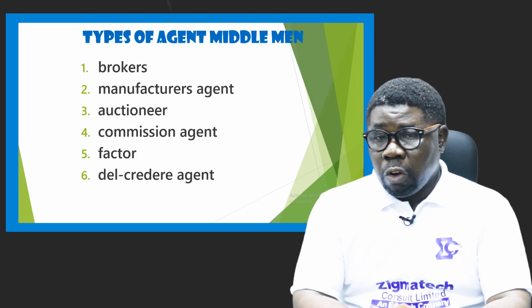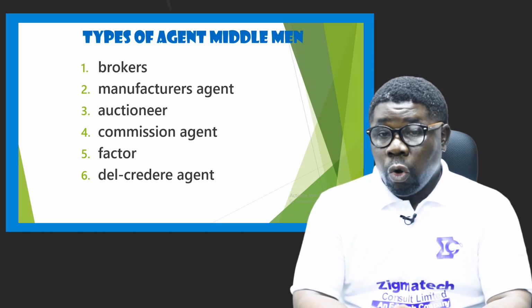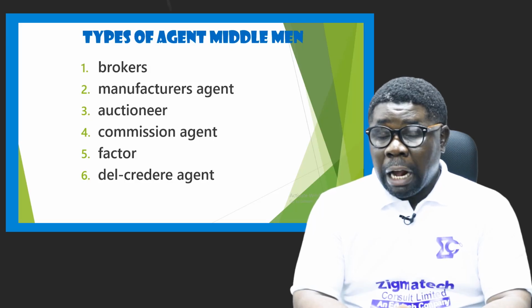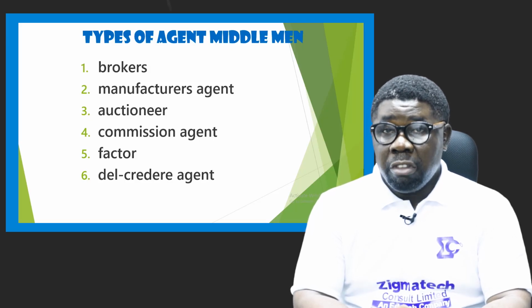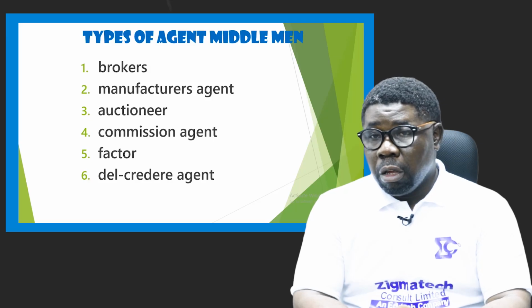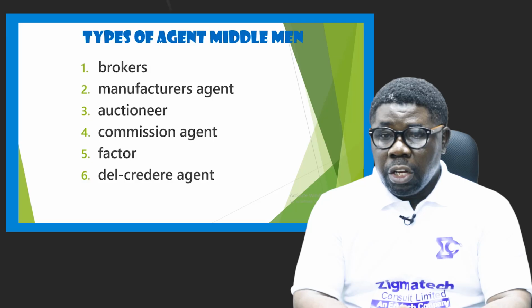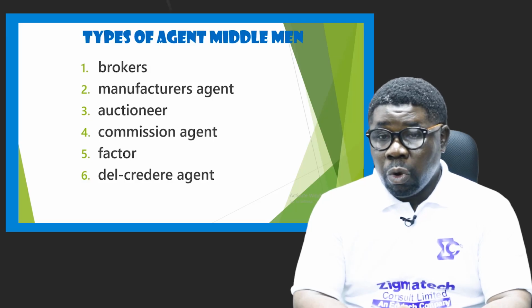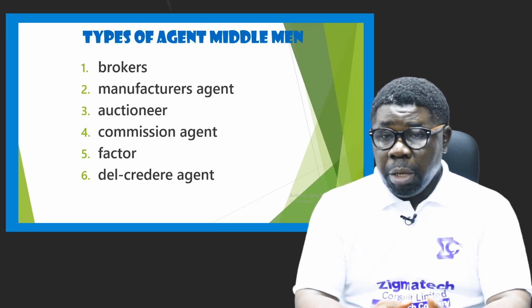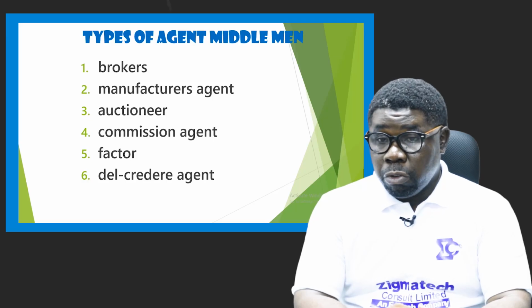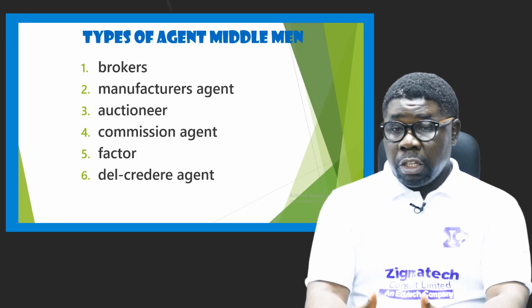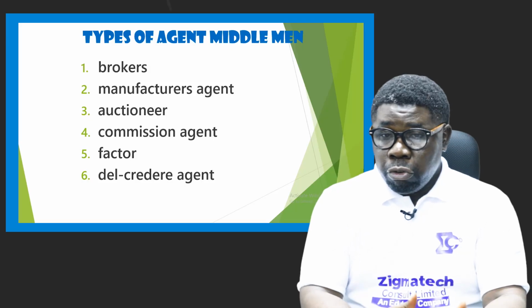But none of these have ownership of the goods, all right? They only act in between the principal and the customer. So these are what? Agent middlemen as well. Del-credere agents are the ones who guarantee payment if the customer fails to pay. So they take responsibility on behalf of the customer to their principal.